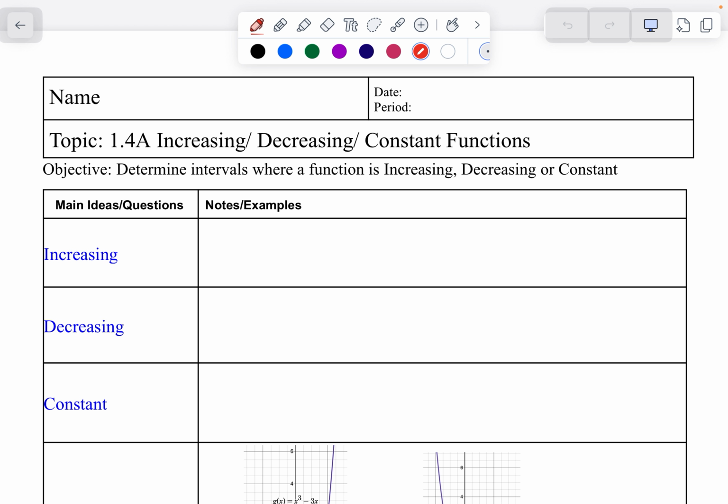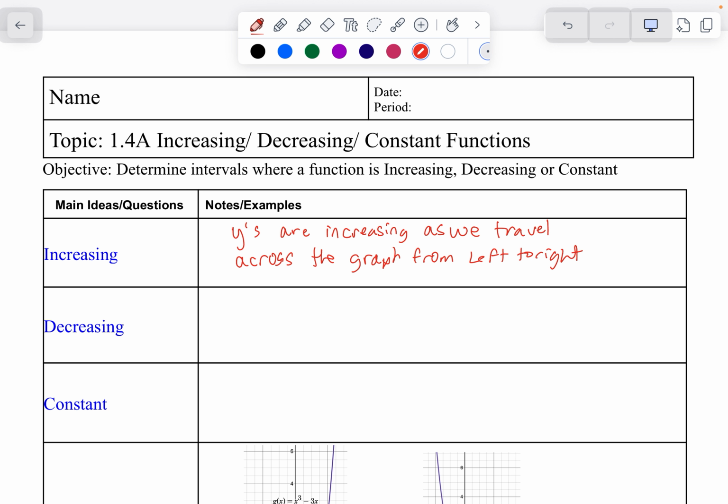It's that the y's are increasing as we travel across the graph from left to right. Okay. You can kind of equate increasing with a line with a positive slope. So the y's are increasing as we travel across the graph from left to right.